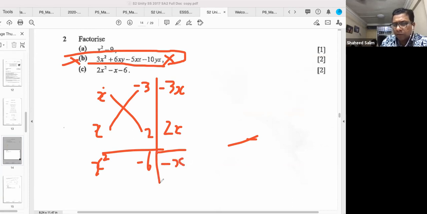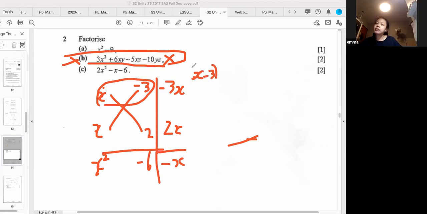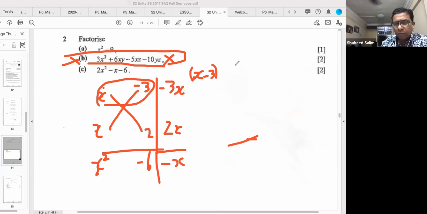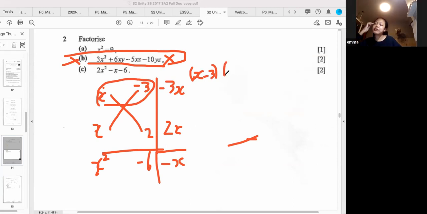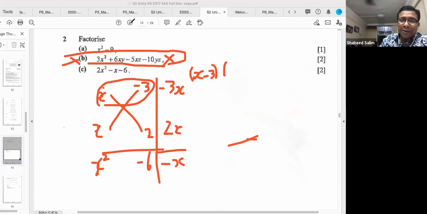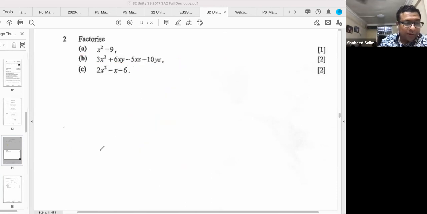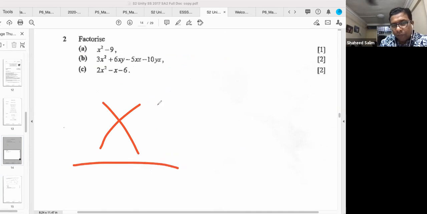You can see? So now this is x minus 3. But they want 2x squared. Oh, yeah. Sorry. I'm showing you. Okay, let's see. So we go again.